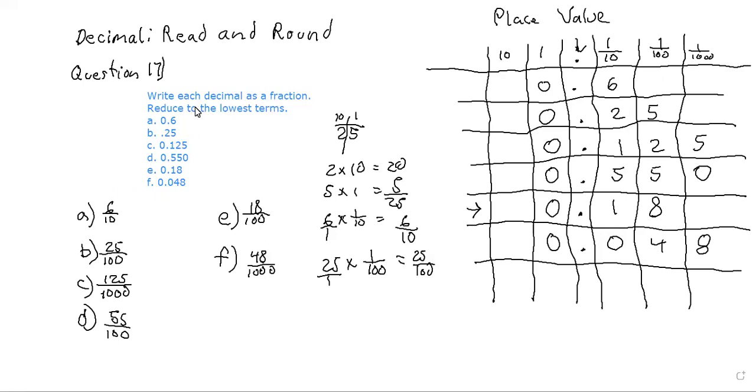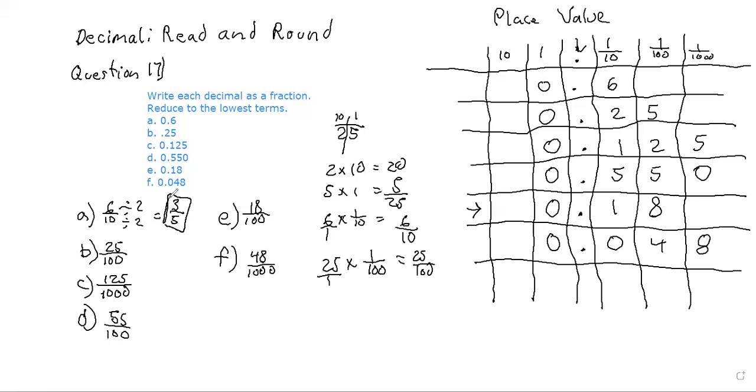Now we're going to go ahead and simplify or reduce to lowest terms. To do this, all we need to do is divide by the largest number possible that evenly goes into both numbers. So for 6/10, the largest number that goes into both the numerator and denominator is going to be 2. So 2 goes into 6 3 times, and 2 goes into 10 5 times. So the equivalent fraction in lowest terms for 6/10 is 3/5.